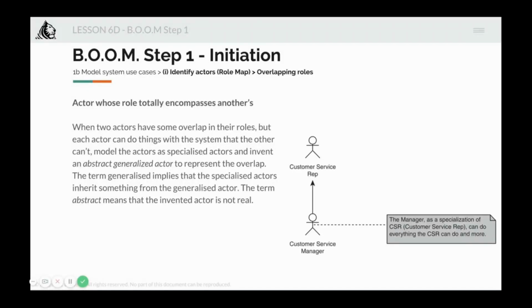Okay. And what's the point of defining generalized actors? Why should we do this? Well, they simplify the drawing of use case diagrams. Soon you'll be creating use case diagrams that indicate which actors are associated with each use case. If all of the specialized actors of one generalized actor are associated with the same use case, you will be able to draw a single association line between the generalized actor and the use case instead of lines from each of the specialized actors, which will make the entire diagram much messier.